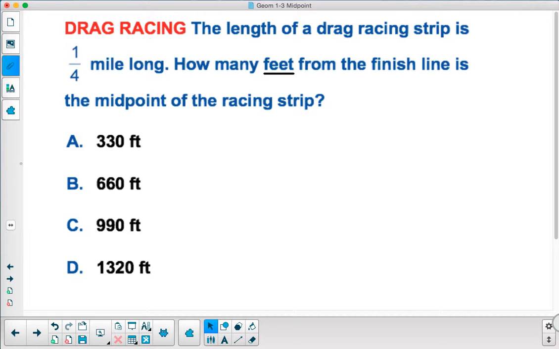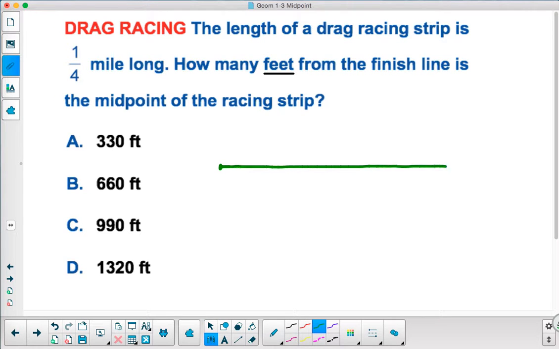Okay, this problem is talking about a drag racing strip. Read through the problem. Okay, so we've got a drag strip a 1/4 mile long. I think they call it a 1/4 mile. So from this point to this point is 1/4 mile. It's asking where the midpoint is, but it's not asking you in terms of miles, it's in terms of feet. So you've got to use some converting. 1/4 of a mile. Convert that into feet, and then we can continue the problem.